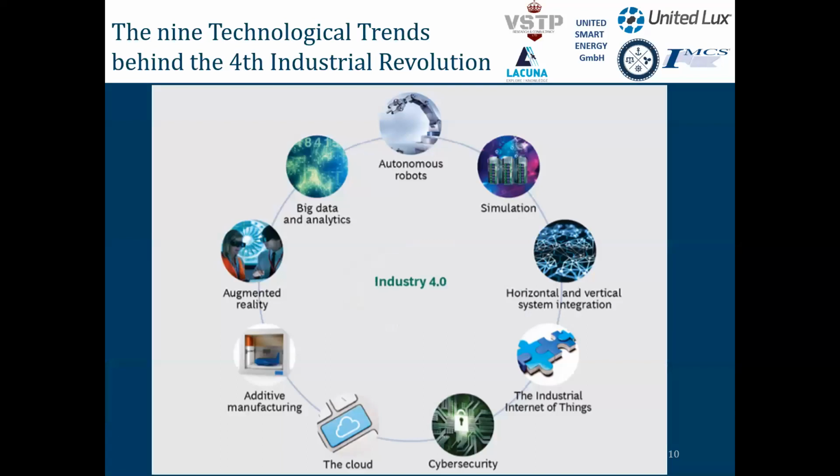So the fourth industrial revolution: autonomous robots, simulation, horizontal and vertical system integration, IoT, the industrial Internet of Things, cybersecurity, cloud-based services, additive manufacturing, the 3D printers, augmented reality, and big data and analytics. But this is just from a research institute. What is the fourth industrial revolution? For example, see augmented reality as a trend from it.